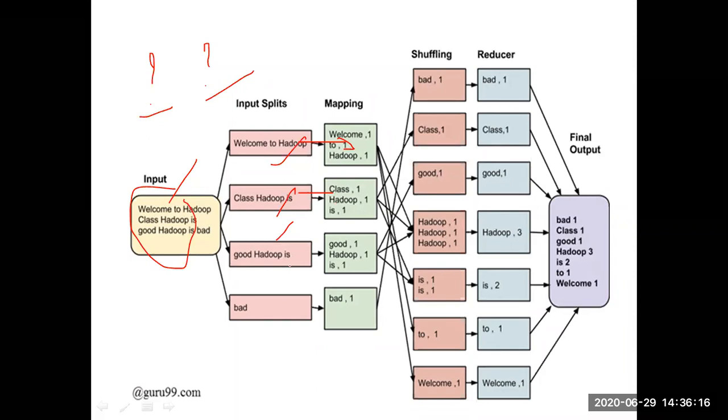The first part is given to map 1, the second part is given to map 2, the third part is given to map 3, and the fourth to map 4. So how many maps will there be for your file?